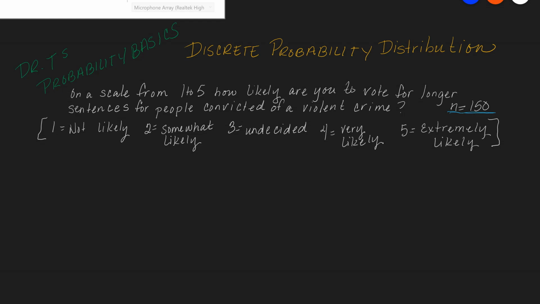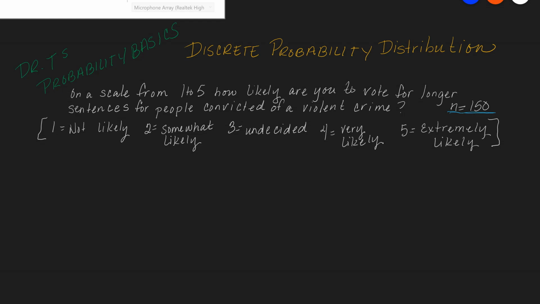I guess pop quiz, what type of variables are these responses? These are ordinal variables, right? Because the 1, 2, 3, 4, and 5 have a very clear order to them, from not likely to extremely likely.